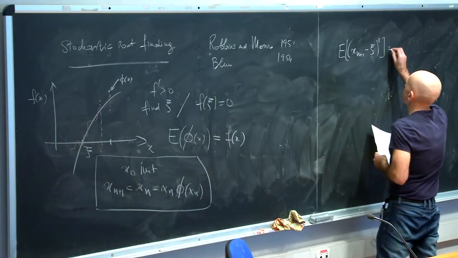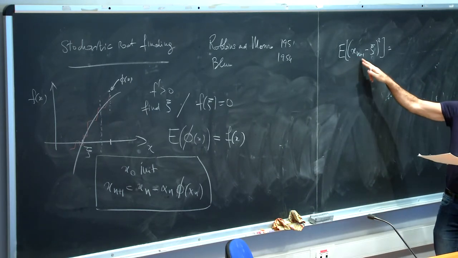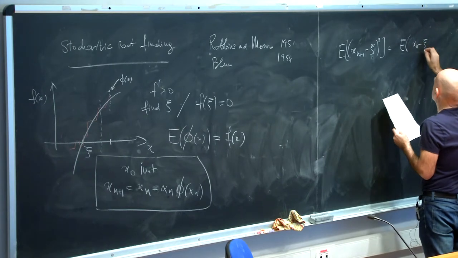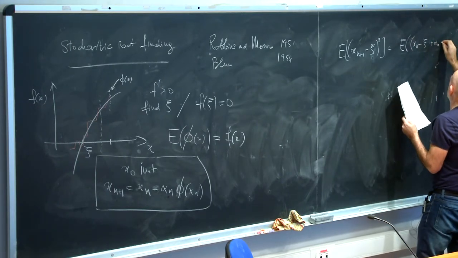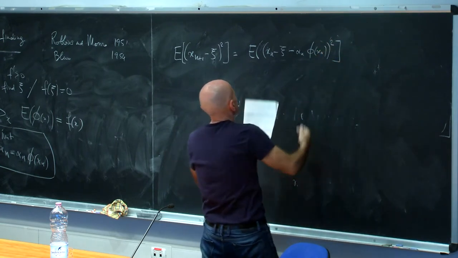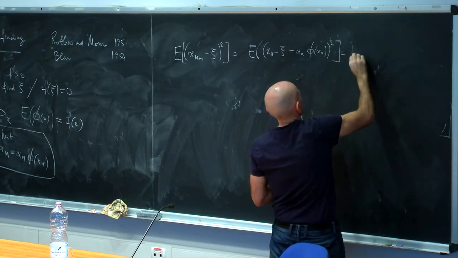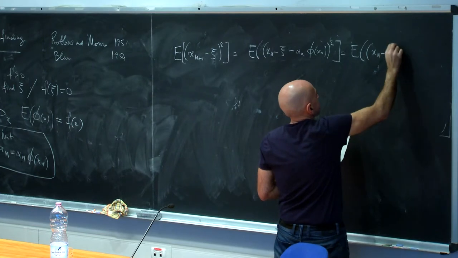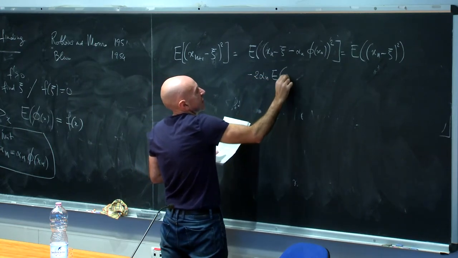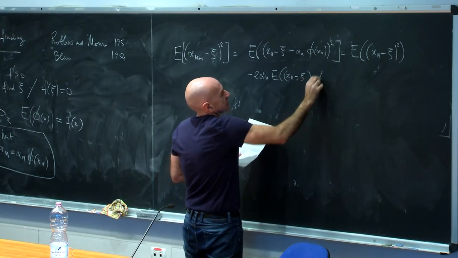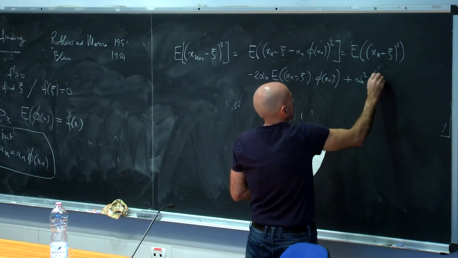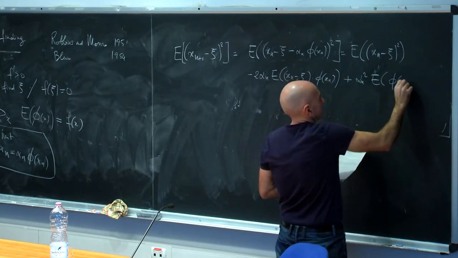And then the first step is very simple. We just have to replace the definition of xn plus 1 here. So what does that give? It gives the expectation of xn minus xi plus alpha n of phi of xn, all this squared. And then, again, very simple algebra. We split this into squares. And then there's the double product, minus 2 alpha n, expectation value of xn minus xi times phi of xn, plus alpha n squared, and then the expectation value of phi squared.